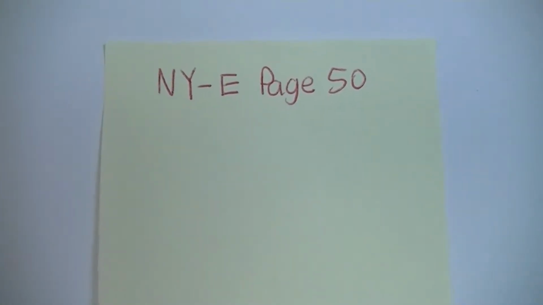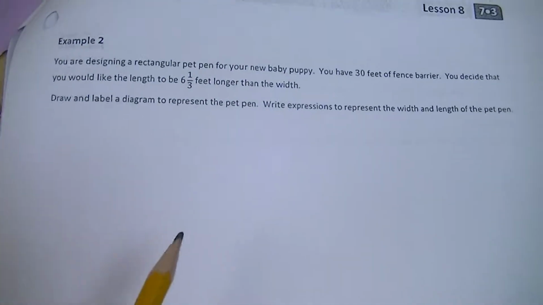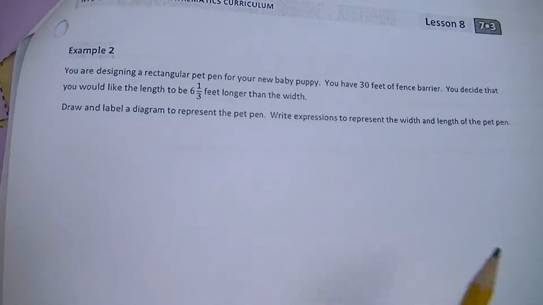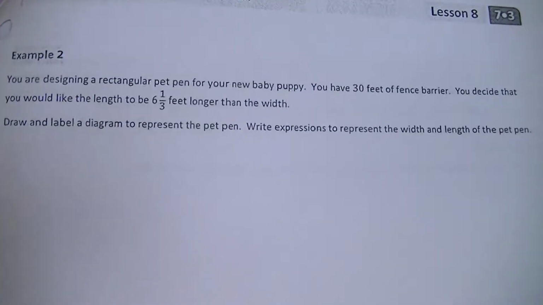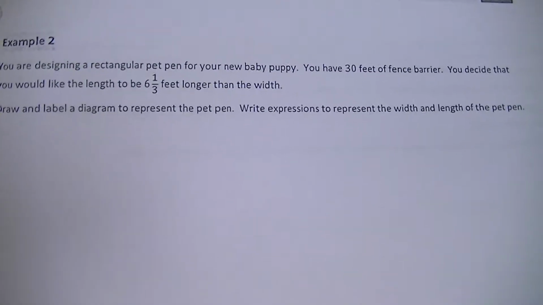I'm going to show you how to do this problem out of your math book. It's page 50. It says, you are designing a rectangular pet pen for your new baby puppy. You have 30 feet of fence barrier. You decide that you would like the length to be 6 1/3 feet longer than the width.